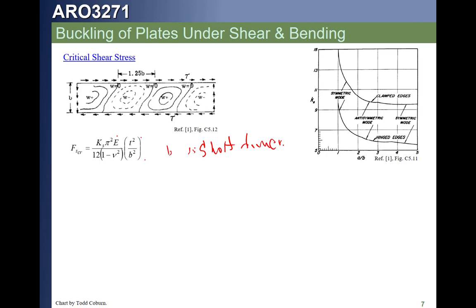We're going to use this curve over here, which says basically if all four edges of the panel are clamped, we're going to use this upper curve. If all four edges are simply supported or hinged, we will use this lower curve. Got it? Okay, that's how that works.